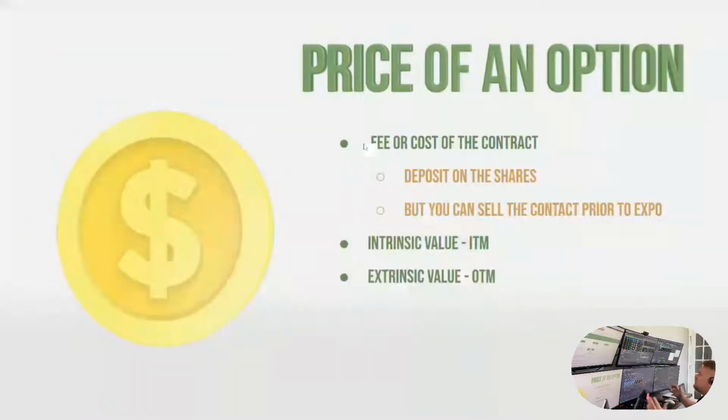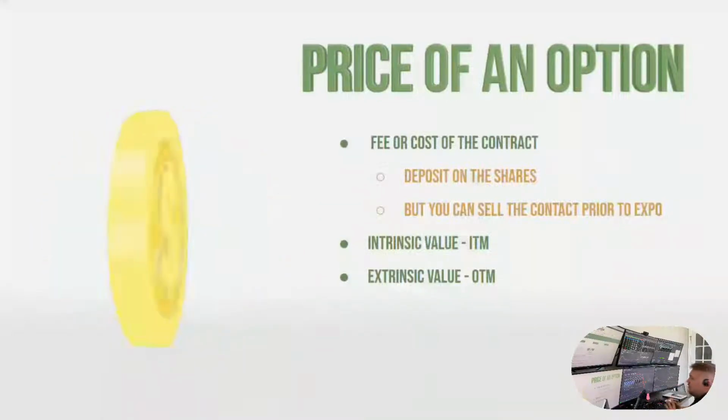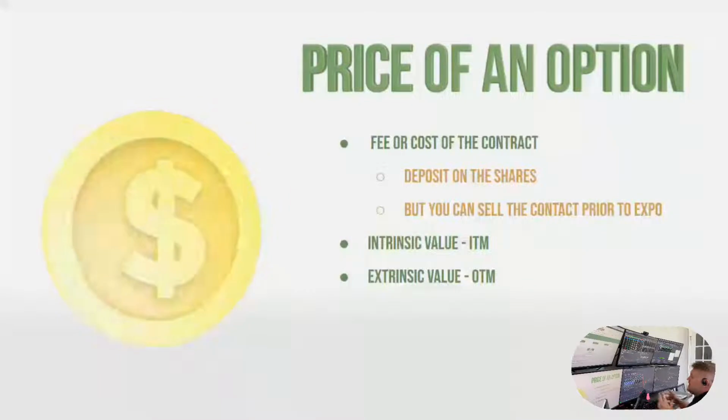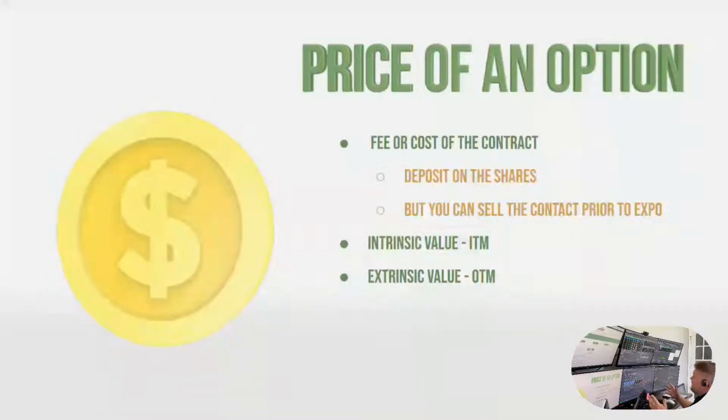Now, the price of an option contract is the premium paid. This is the fee, or the cost of the contract. It's the deposit for you to have the right but not the obligation to own those shares. But you can sell the contract any time before expo. So even if you pick up that June expiration, you could sell it tomorrow. Well, obviously not tomorrow, it's Saturday. You could sell it on Monday. You can sell it any time from now until expiration as long as the markets are open. So it's always good to have time on your side.